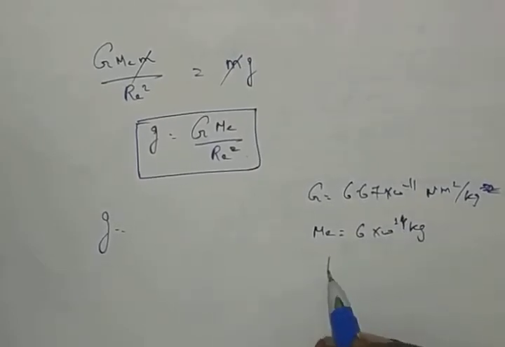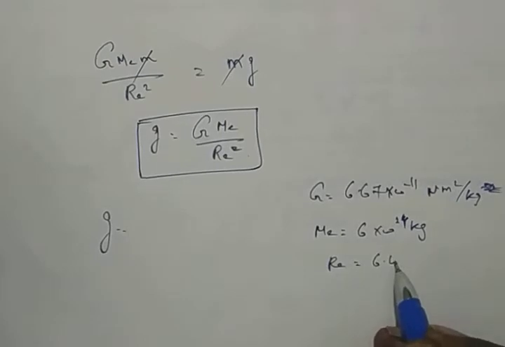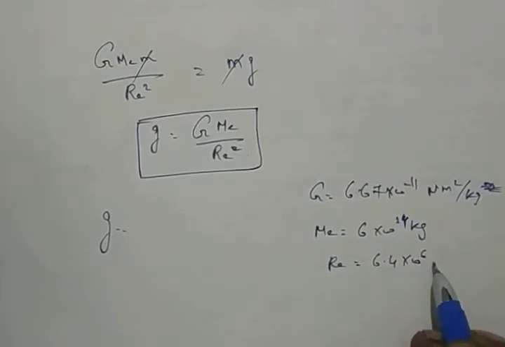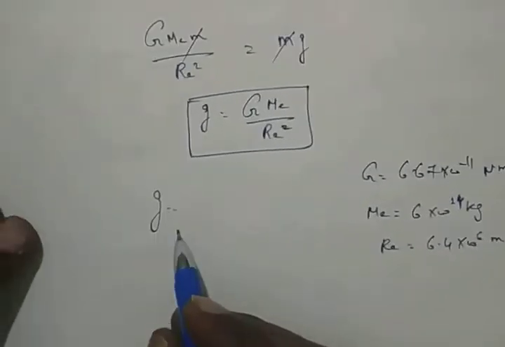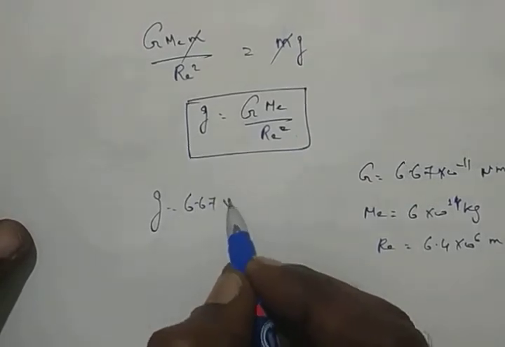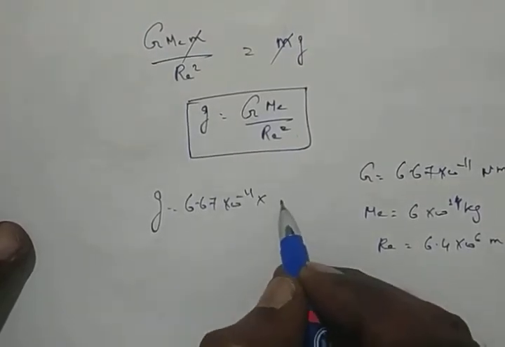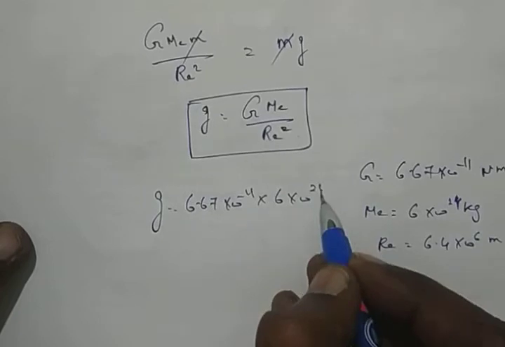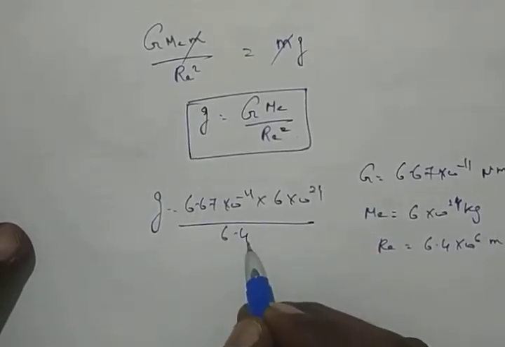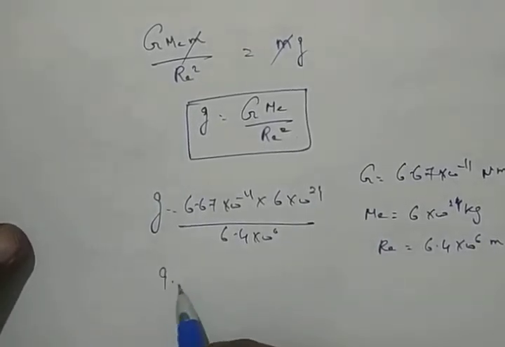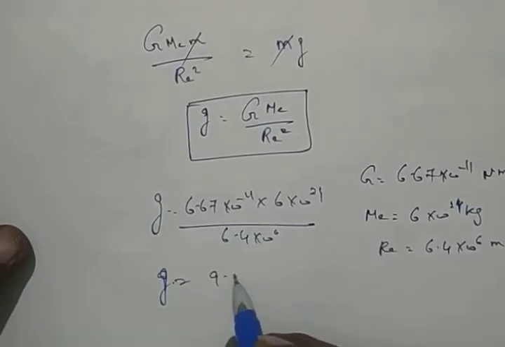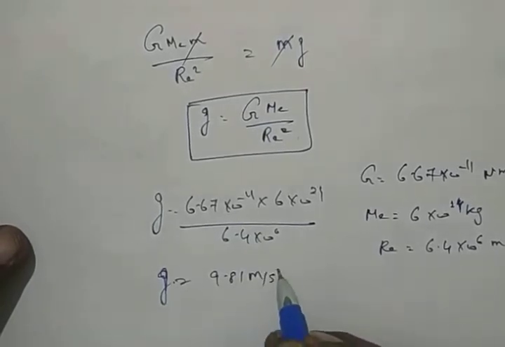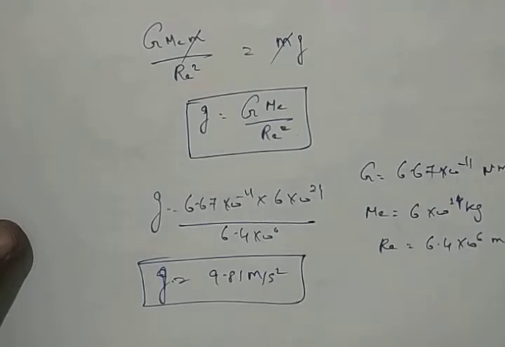These are all constant values. Radius of Earth is 6.4 into 10 to the power of 6 meters. Putting all those values, 6.67 into 10 to the power of minus 11 into 6 into 10 to the power of 24 divided by 6.4 into 10 to the power of 6, you have g equal to 9.81 meter per second square. So you will get this value.